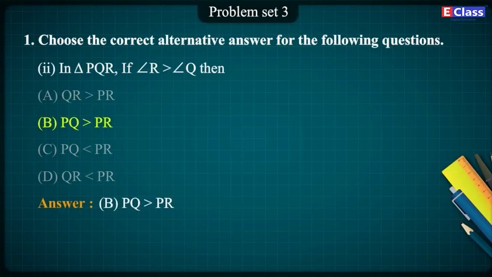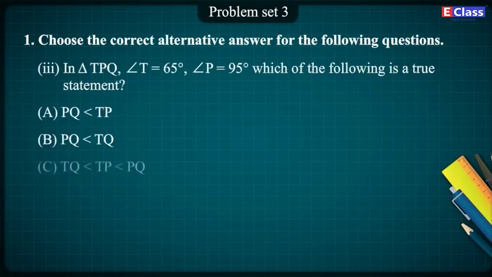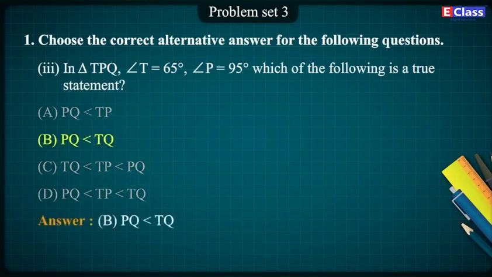3. In triangle TPQ, angle T is equal to 65 degrees. Angle P is equal to 95 degrees. Which of the following is a true statement? A. PQ is lesser than TP. B. PQ is lesser than TQ. C. TQ is lesser than TP, which is lesser than PQ. D. PQ is lesser than TP, which is lesser than TQ. Answer B. PQ is lesser than TQ.